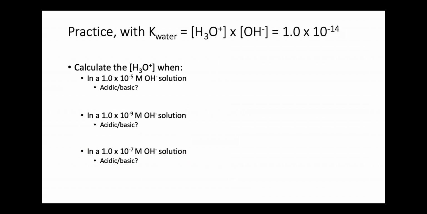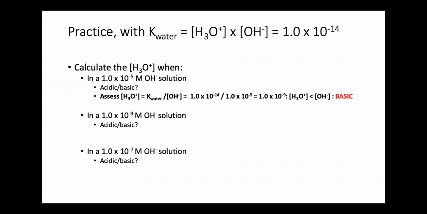So let's practice a little bit because we know this is the water constant. When I have to calculate the concentration of H3O+ and I know my OH-, is it acidic or basic? So let's see how we're going to do that. We can assess the concentration of H3O+ by the water constant divided by the OH- concentration. So 1 times 10 to the negative 14 divided by a given concentration of 1.0 times 10 to the negative 5, and we'll see it's 1.0 times 10 to the negative 9 for H3O+. And we see the H3O+ concentration is smaller than OH-, so it's basic.